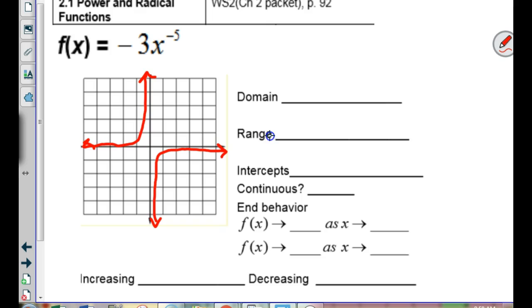Okay. Very carefully. Domain is left to right. It's not all real numbers except 0. So how do we write that in interval notation?